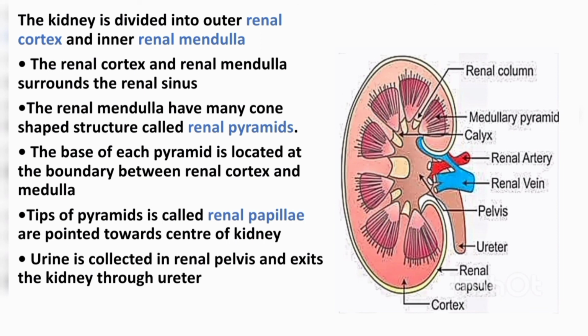The urine is collected in the renal pelvis and exits the kidney through the ureter. You can see in the picture that there is the pelvis. The whole urine that the kidney makes is collected in the pelvis until it passes through the ureter. So the main collector of urine in the kidney is the pelvis, and the ureter is the passageway through which the urine collected in the pelvis passes and exits the kidney. So the main exit point of urine from the kidney is the ureter.